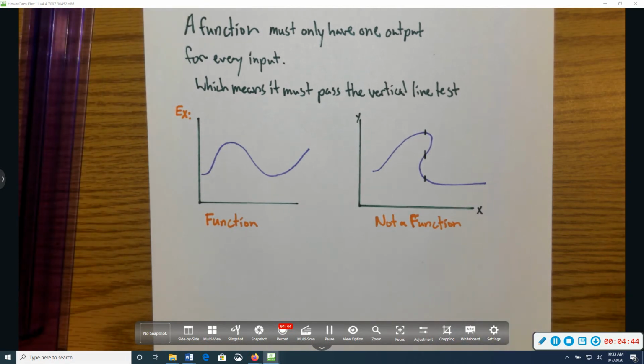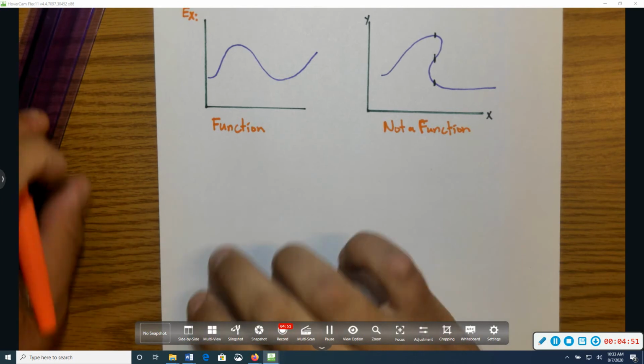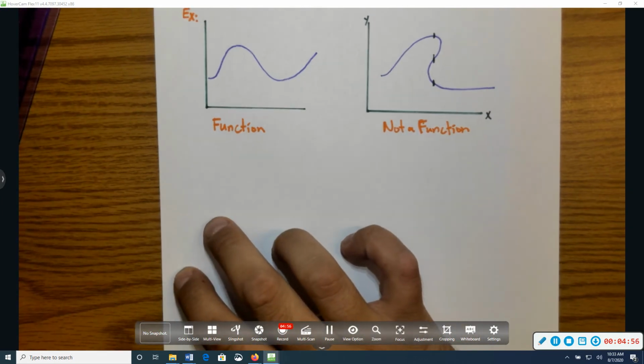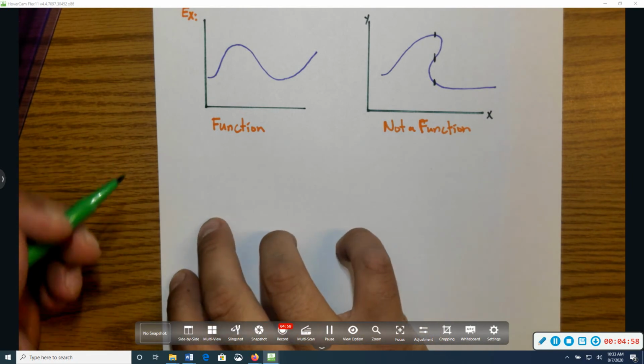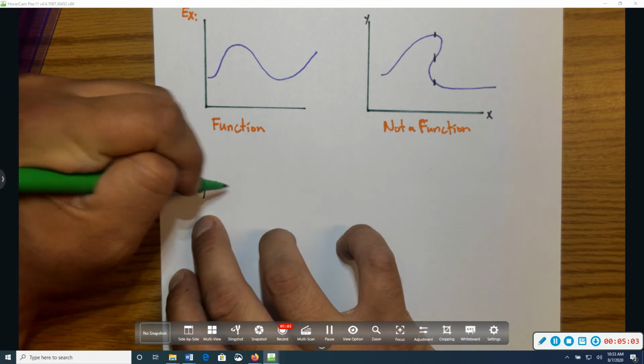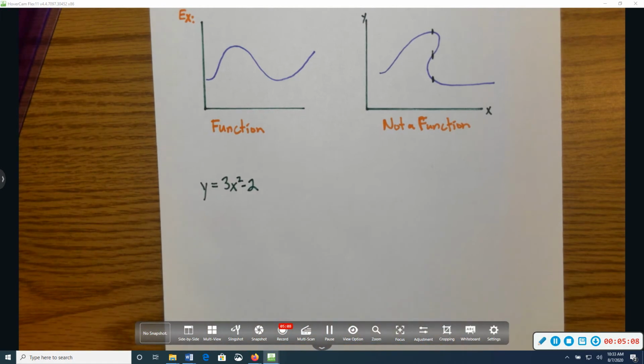Okay? Let's take a look at what your worksheet will look like for these kinds of problems. We'll use green. Let's say we have something like y equals 3x squared minus 2. All we need to do is see if it passes the vertical line test, but in order to do that, we need to graph it. Now, I know we don't have graphing calculators, so I'm going to show you how to graph on Desmos.